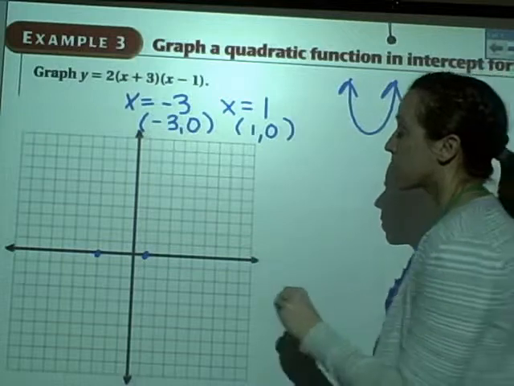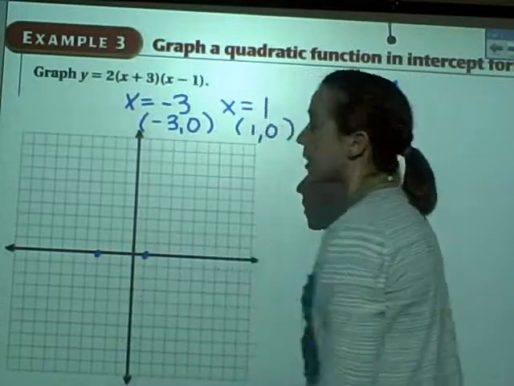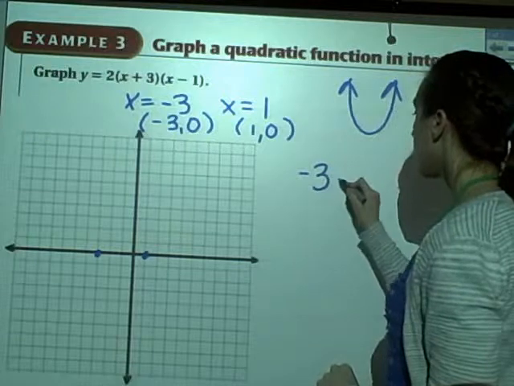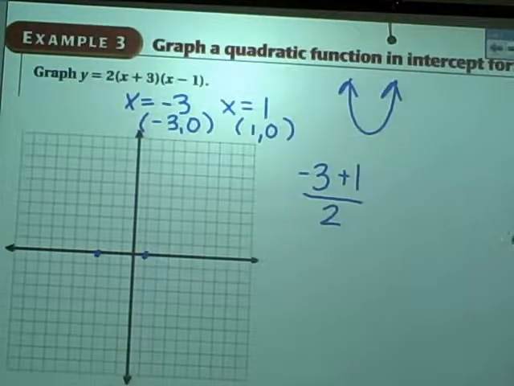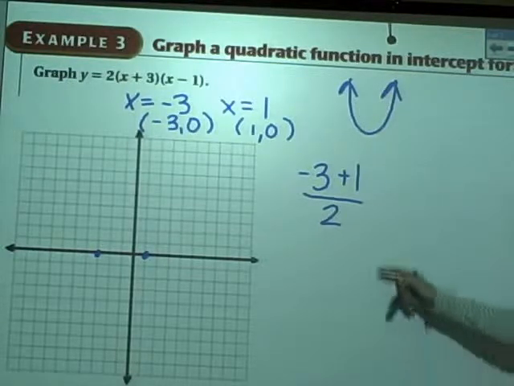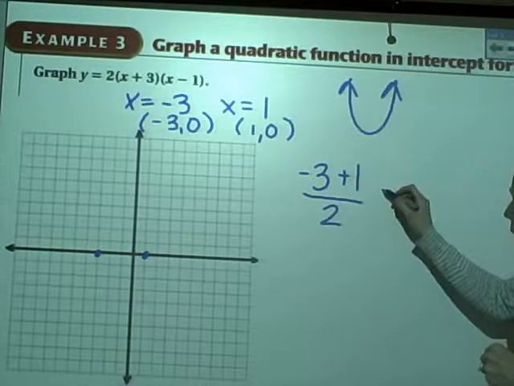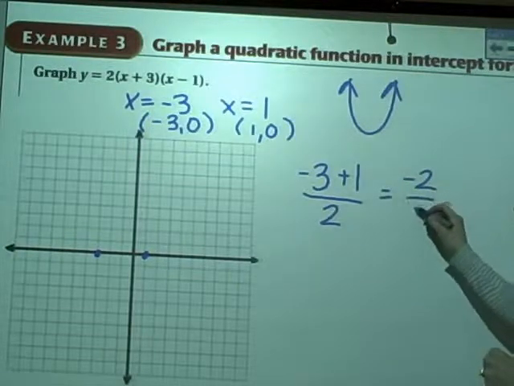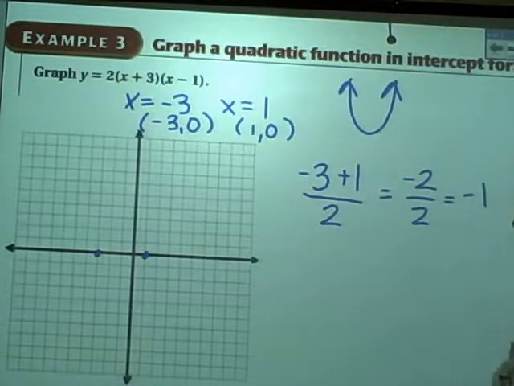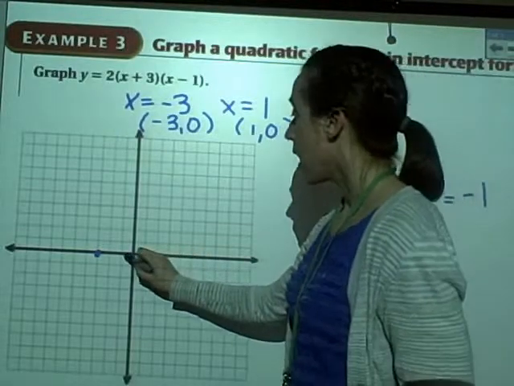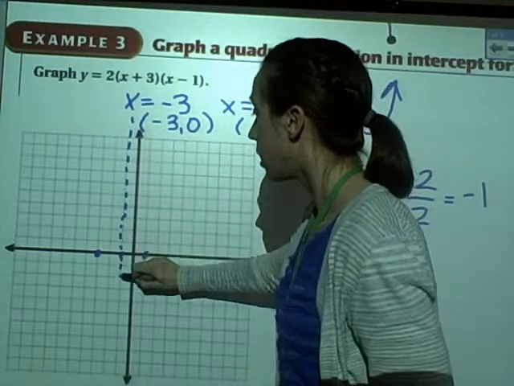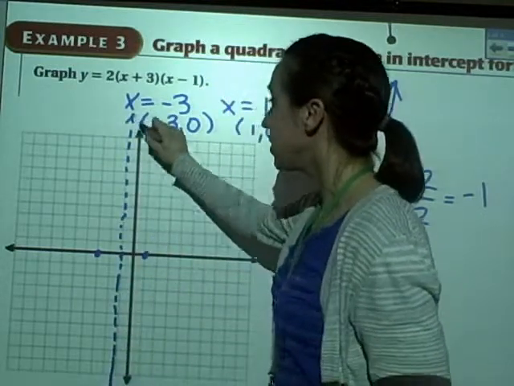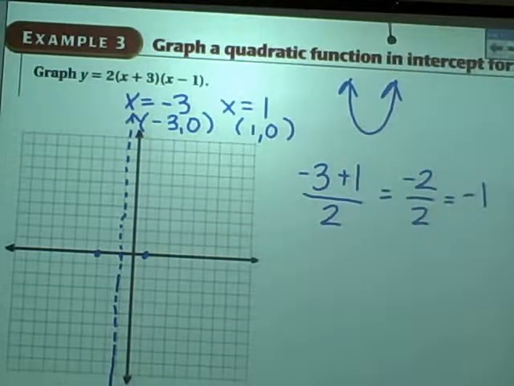So what I'm going to do is take the x values of my two intercepts and add them together and divide by 2. That's going to give me the halfway point between them. Negative 3 plus 1 is negative 2, divided by 2 is negative 1. That means x equals negative 1 is my axis of symmetry.